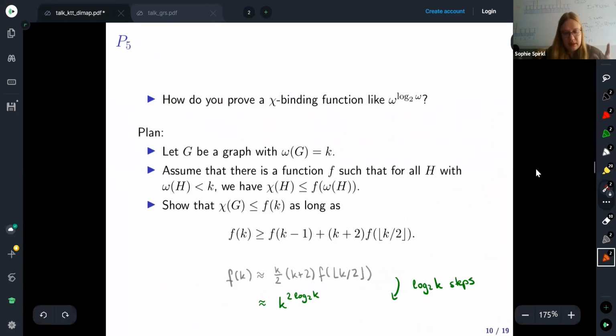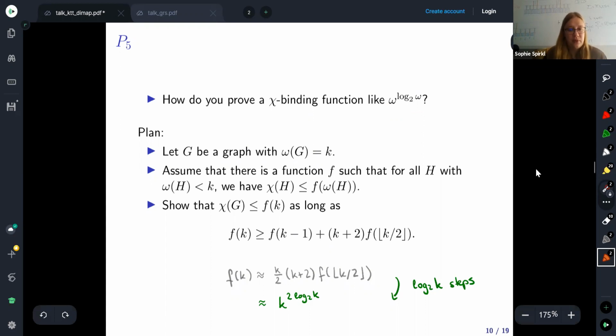Now, that was the first proof of this talk. The second one is the proof for P5, and I'm going to tell you how to get for P5-free graphs this chi-binding function. To show you this proof, the first question you might have is, how does this kind of function even come about? So let me first tell you where that function comes from, and then we will show how to prove the kind of recursion we need for this function.